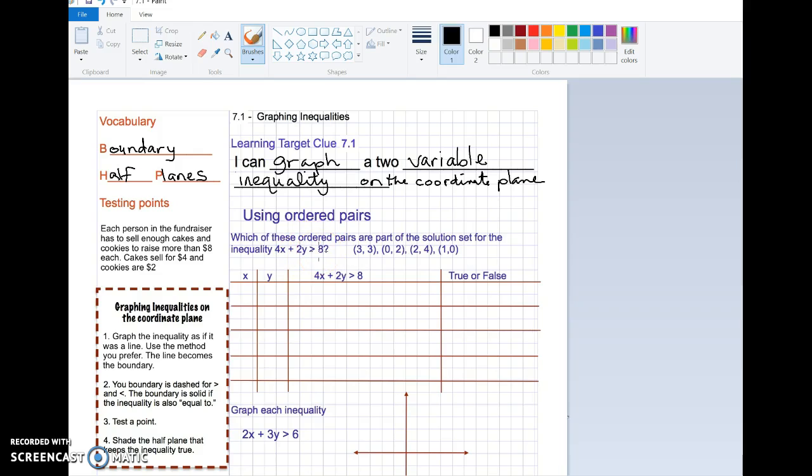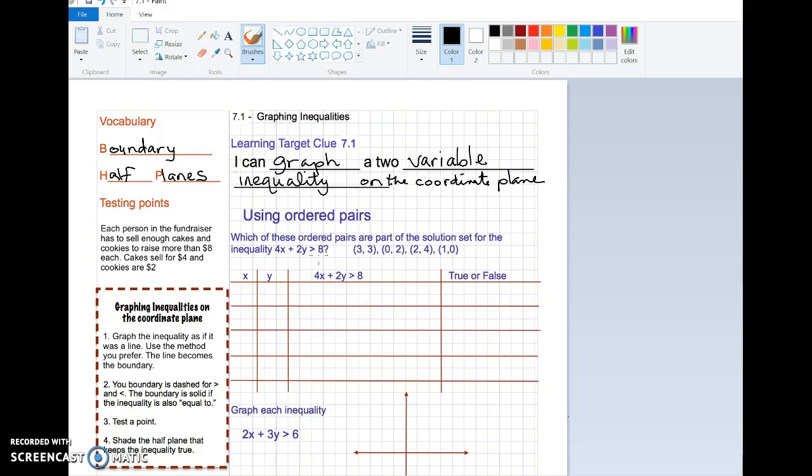So our x is the number of cakes that we can sell, and 4 is the amount that we make for each cake. So 4 times x would be the amount of money that we make for selling cakes. And since cookies are $2 each, 2 times y must be the number of cookies. So I have 4x plus 2y would be the total amount of money that I would make as a person trying to raise money. And I need to make more than $8. Notice that I can't make $8. I have to make more than $8. So I have this inequality written, 4x plus 2y is greater than 8.